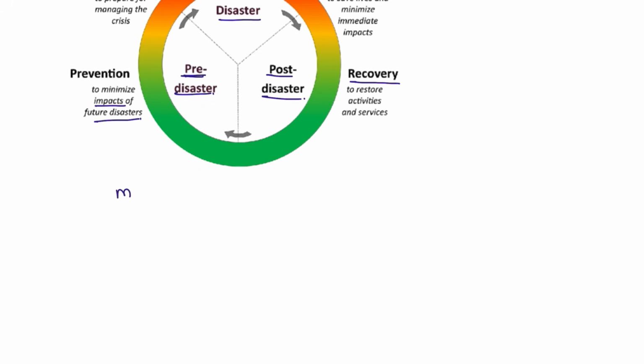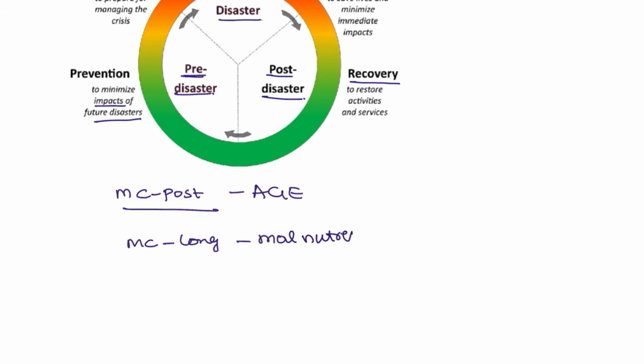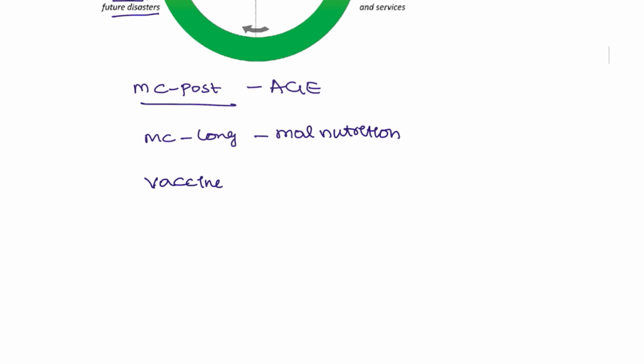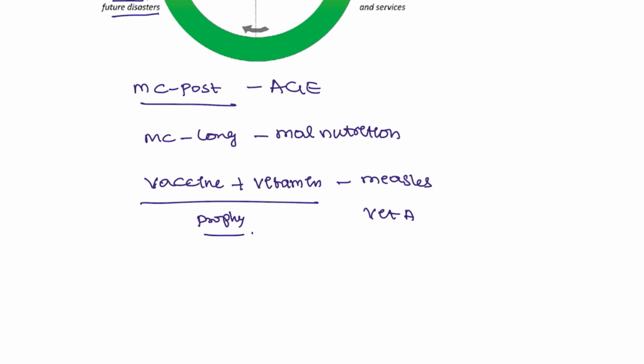And the most common problem all patients may encounter post disaster is acute gastroenteritis. This is the common feature that will be seen. But the most common long-term complication is malnutrition. Okay, due to malnutrition, the patients will be affected. And if any vaccine or any vitamin supplement is needed, what has to be given is the measles vaccine to children and vitamin A. Okay, this is the prophylaxis that we can give for these patients. That is the important point that you have to remember.